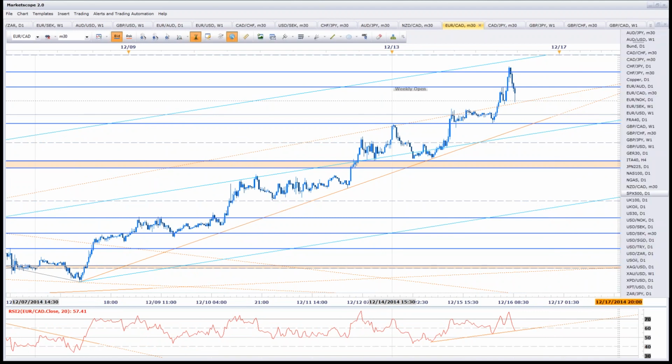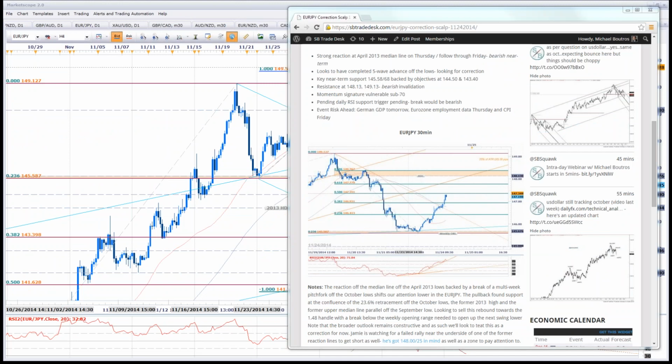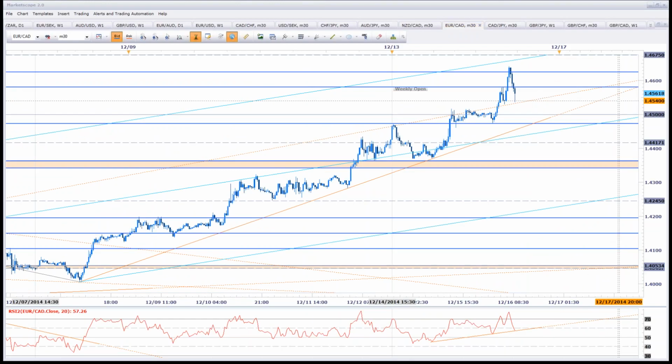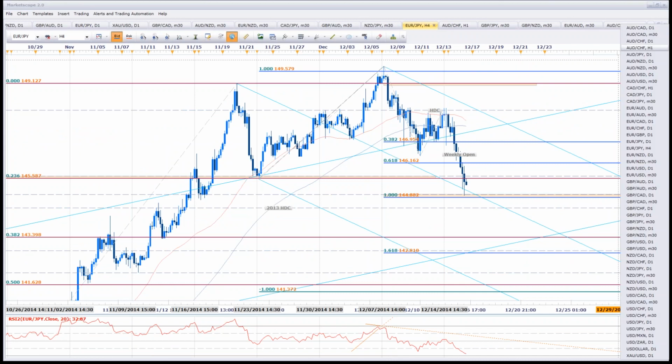But let's go over some of these dollar crosses ahead of FOMC. Okay, so here, my friends, is what the abomination looks like.